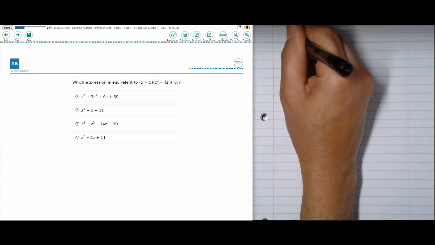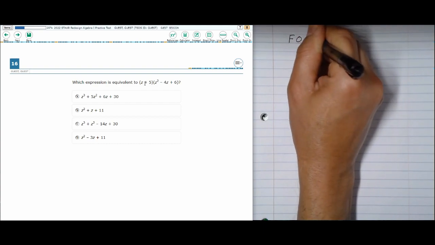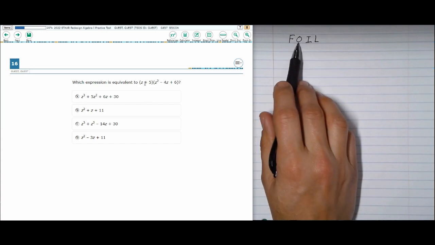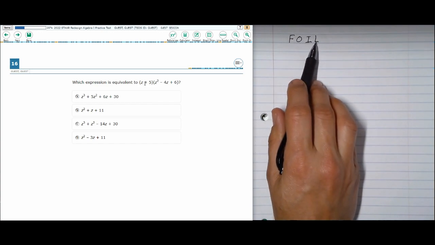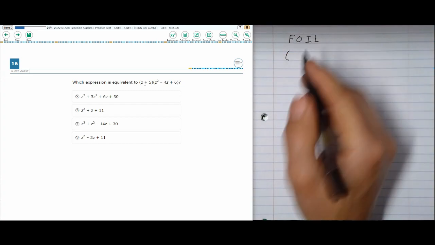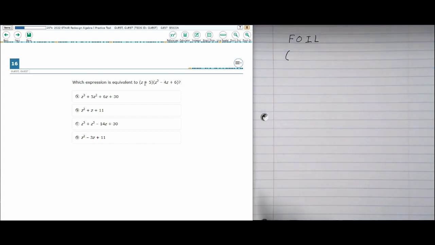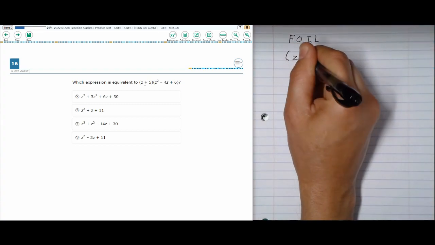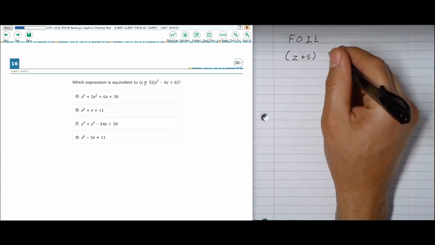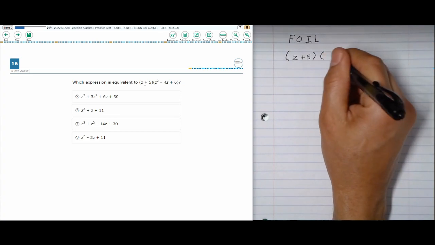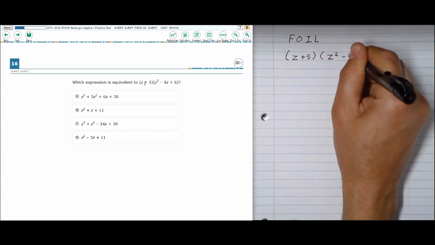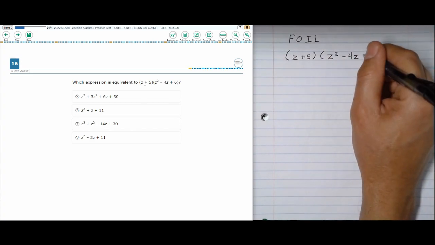So I'm just going to refresh your memory about FOIL. When we did FOIL in the classroom, remember this was first, outer, inner, and last. So I'm going to go ahead and write this and set it up real quick. I'm going to have a parenthesis, and then we have z plus 5, close parenthesis, and then another parenthesis, and we're going to do z squared minus 4z plus 6.